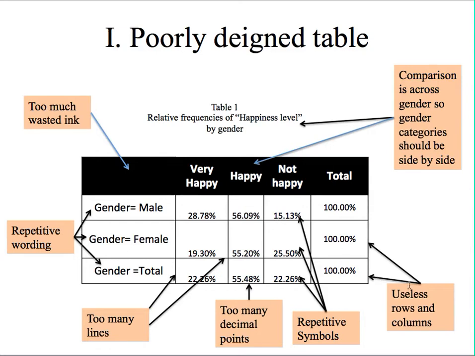There is a useless column here. They're all 100. They should always add to 100, so there's no point in having that 100. That's a useless column to have. And let's see here.